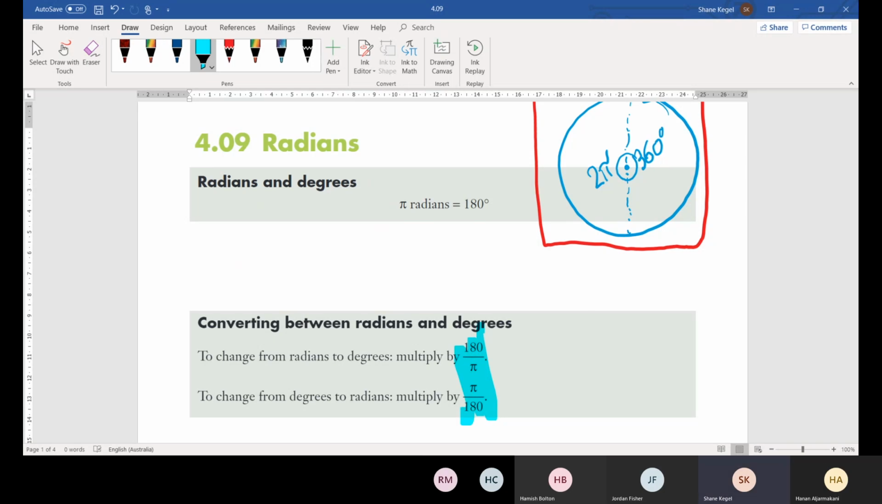Or another good way to look at it is, if you want to convert to degrees, you're going to multiply by the fraction where degrees is on the top. If you want to convert to radians, you're going to multiply by the fraction where the radians, or pi, is on the top. So that's another quick way to remember which one you need to multiply by. So let's apply that down here.